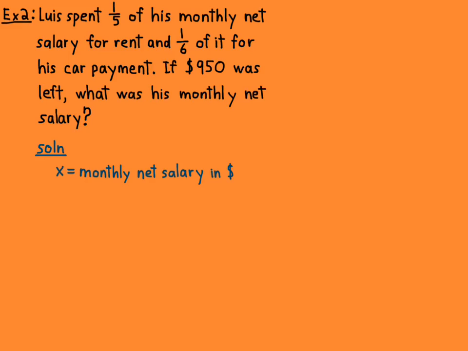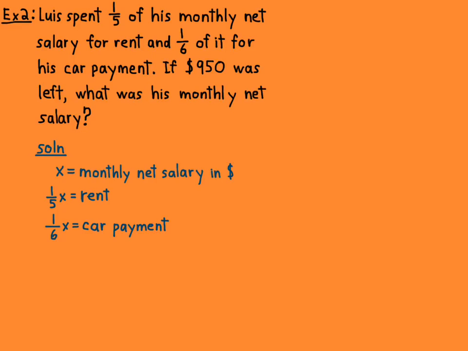Okay? Then what else? Well, it says that we've got 1/5 of his monthly net salary is rent. So I would write out 1/5 of X is rent. Right? See, just write out what it is. 1/6 of it, meaning the net salary, 1/6 of X is for his car payment. So 1/6 of X is the car payment. So you just write it out just like that. You'd have exactly what I've got on your paper or something super similar.